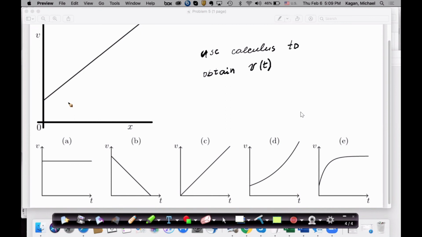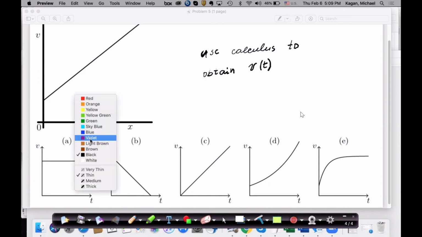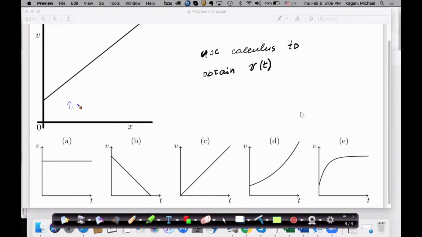Okay. So you can say that v of x is some, let's say, v naught plus kx, where v naught is a positive constant, k is a positive constant, and then that will allow you to get the velocity.